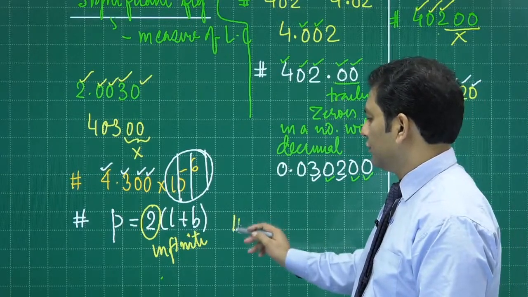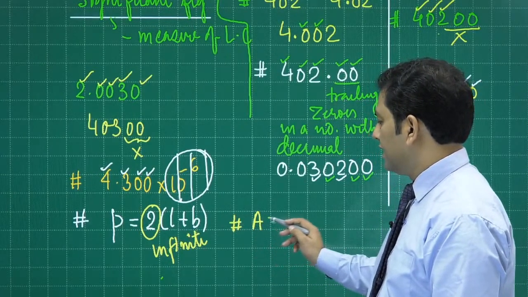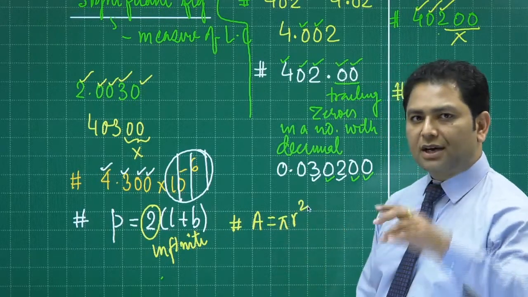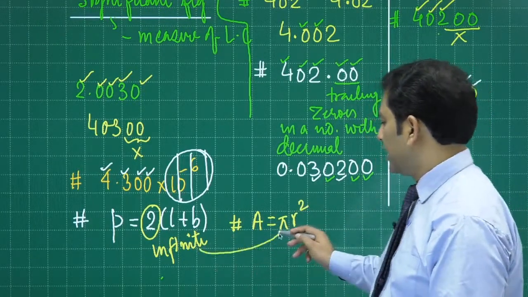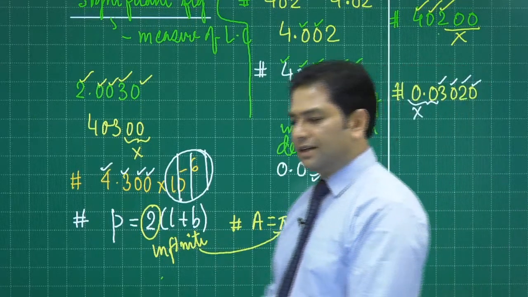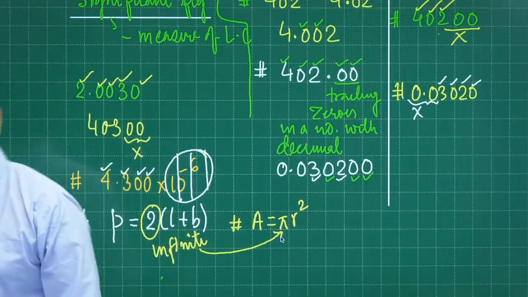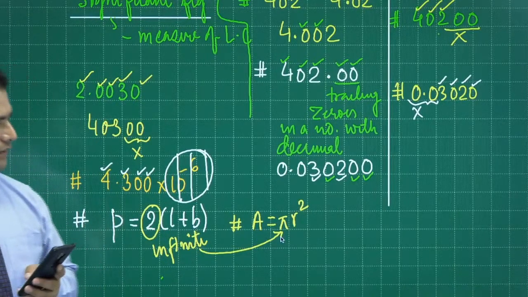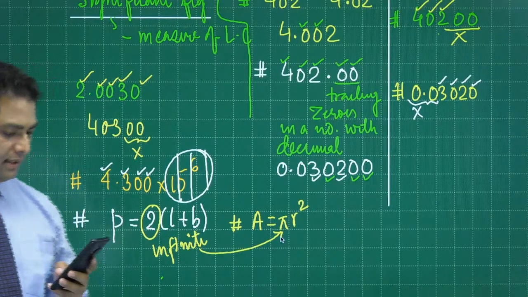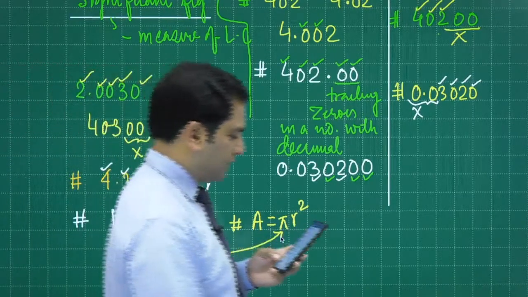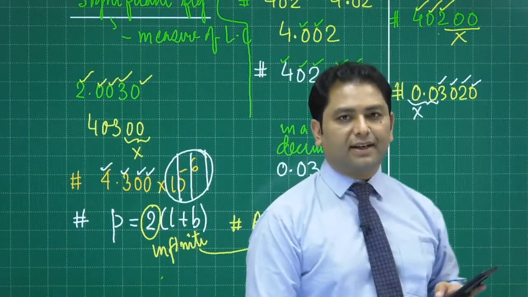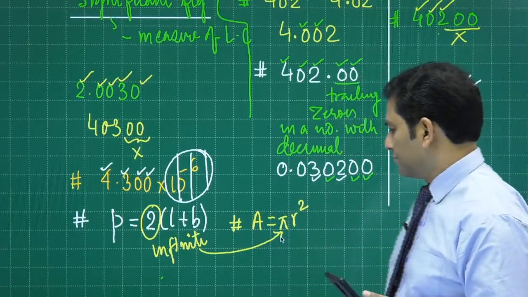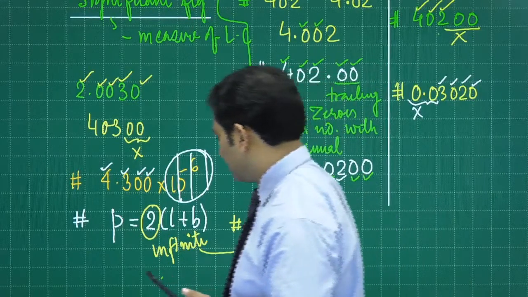Another example, area equals pi r square. This pi comes out from the formula, so this pi would also have an infinite number of significant digits. So now, I believe there should be no trouble in counting and calculating the number of significant digits, right? So let's proceed now.